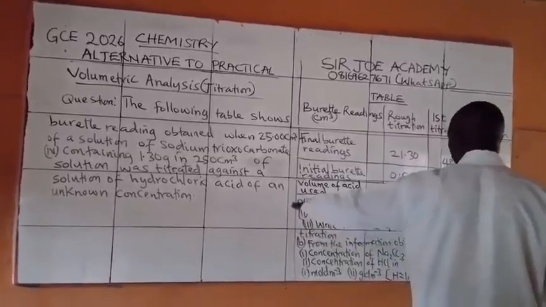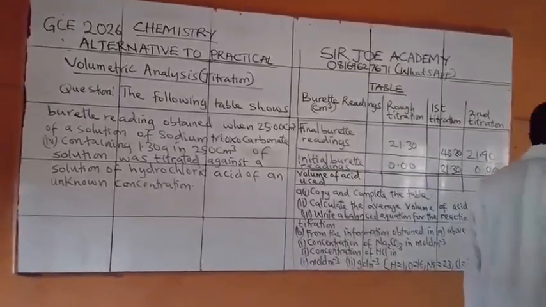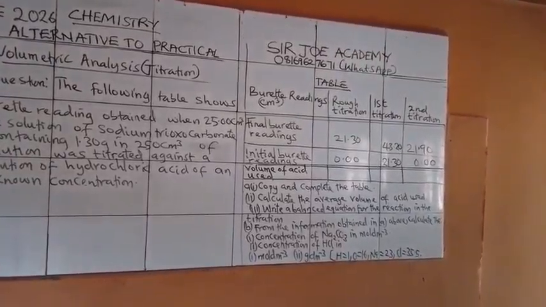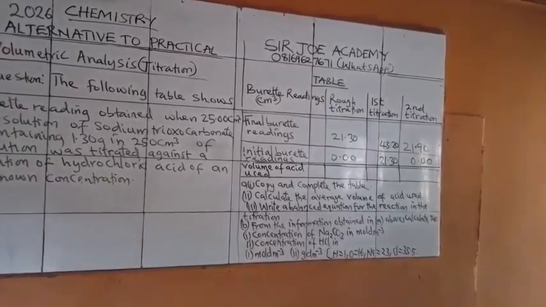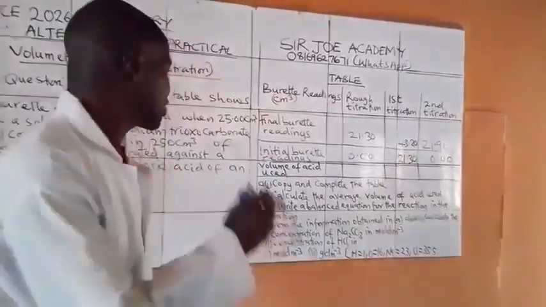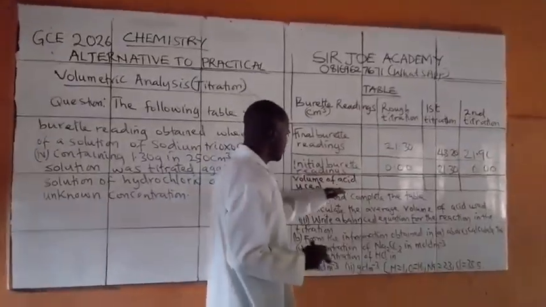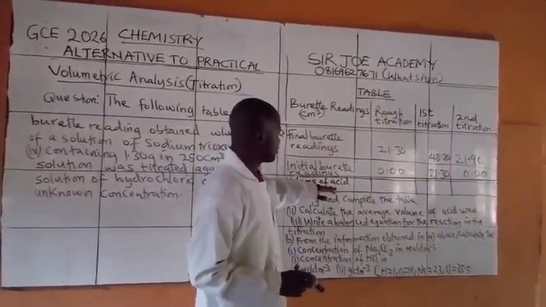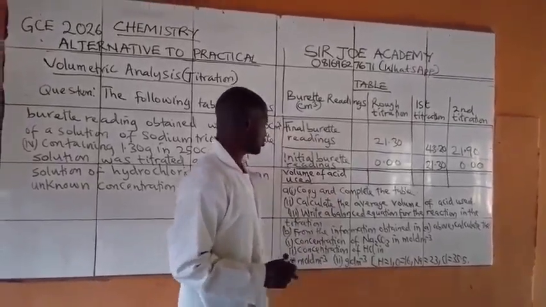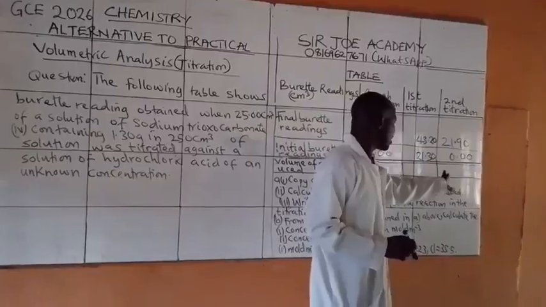Look at the values for the initial burette readings and the final burette readings. I hope you have seen the board very well. Now, there is a space. We have the volume of acid used. So which means that this space is to be filled, this space is to be filled, and this space is to be filled.